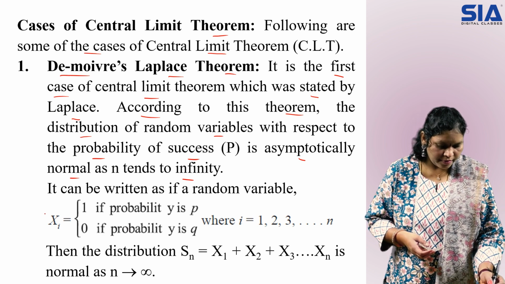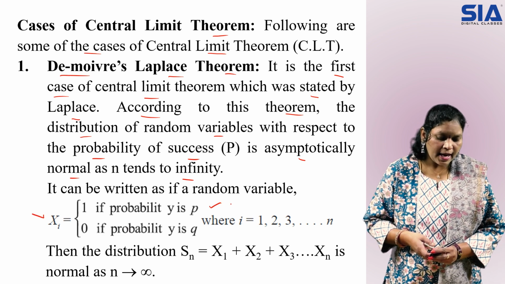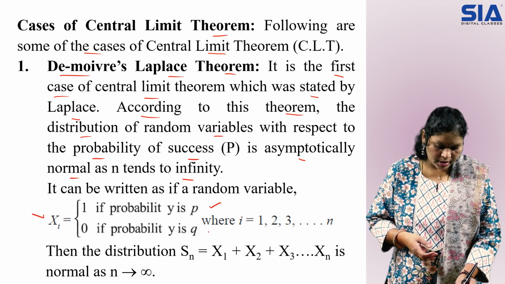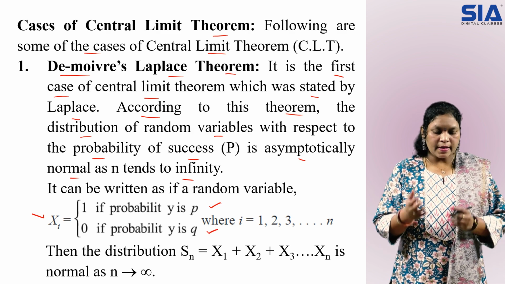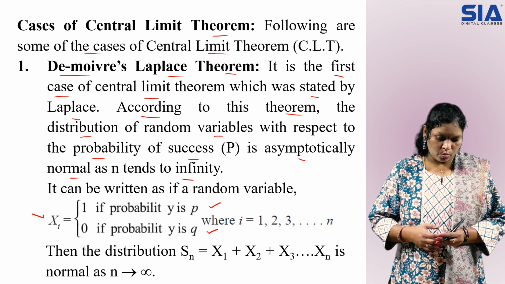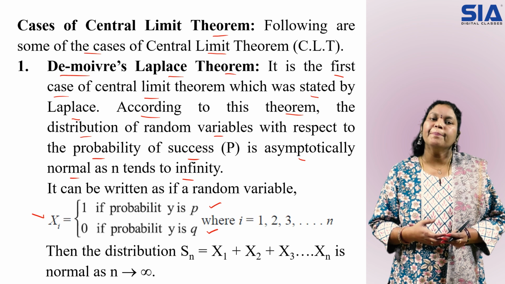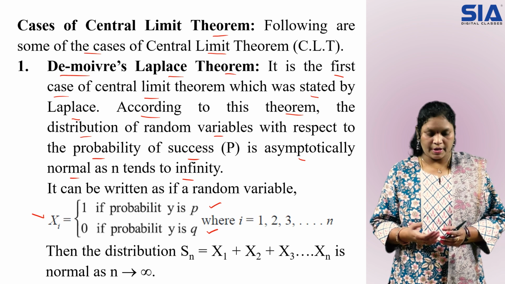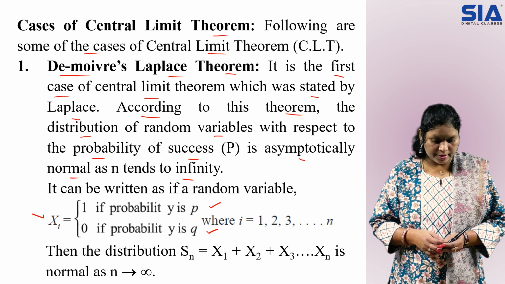The random variable xi is equal to 1 if the probability is P, and it is 0 if the probability is Q. So the same probability conditions that we have under the binomial distribution are the same here for De Moivre's Laplace theorem. Xi is 1 if it is a success, and if it is a failure, I have to consider it as 0. So those are the conditions under the central limit theorem.